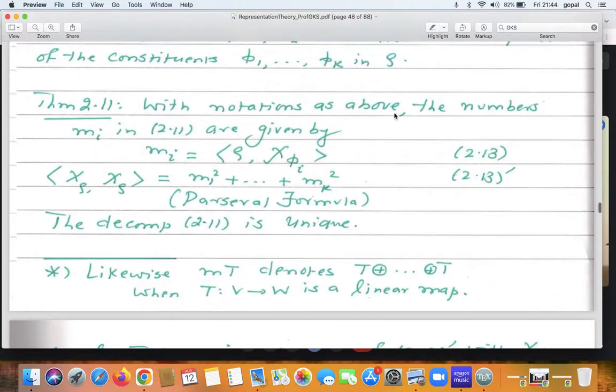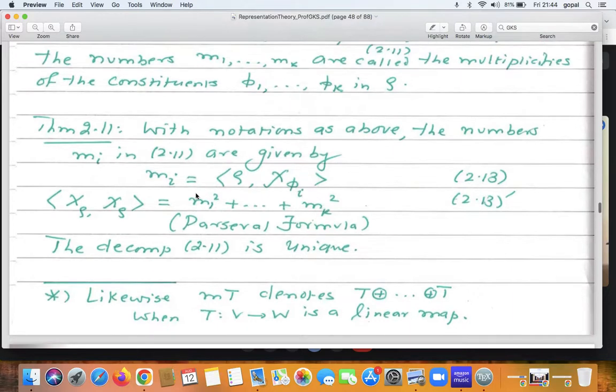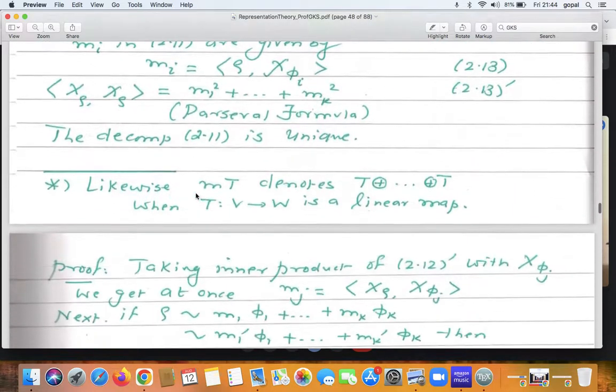So now with the notations above, the numbers mi in 2.11 are given by mi equals the inner product of chi rho with chi phi i. And also the inner product of chi rho and chi rho is m1 squared plus ... plus mk squared. This is called the Parseval formula. And now it follows from this that the decomposition is unique. The decomposition 2.11 is now unique.